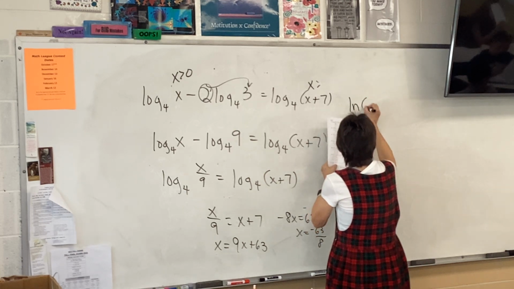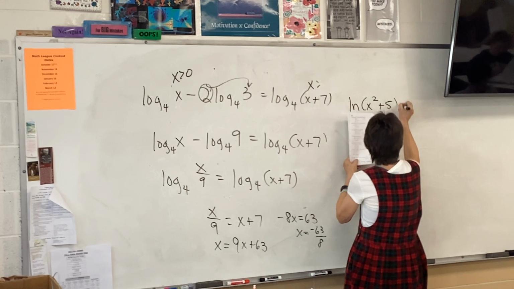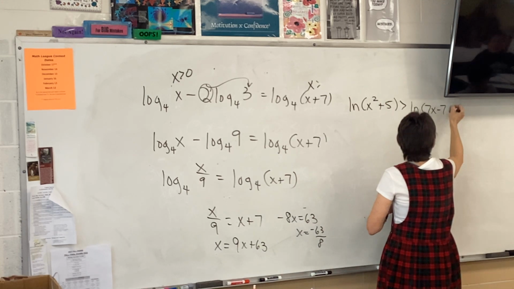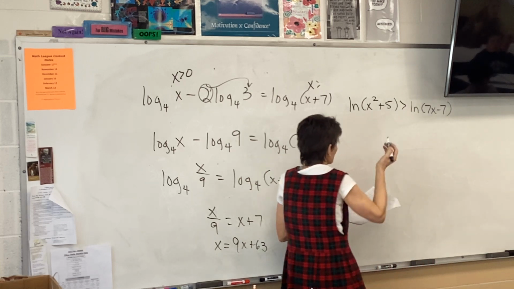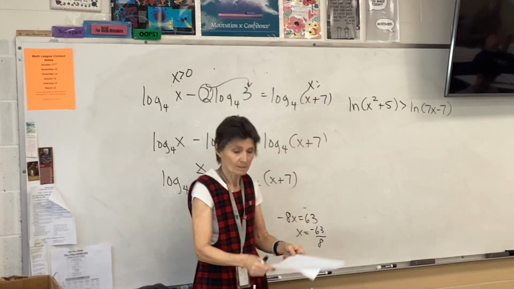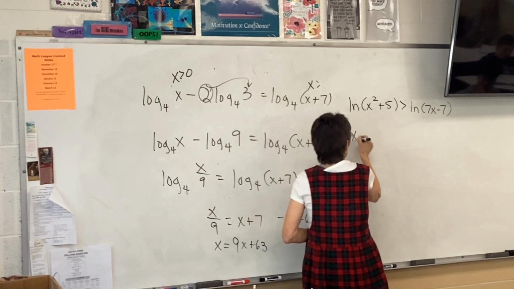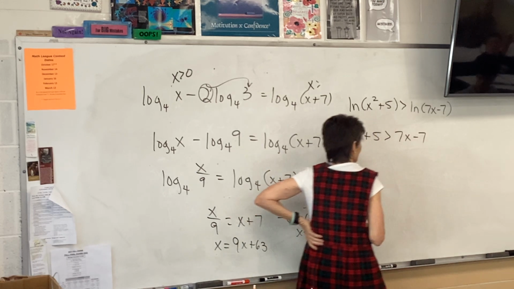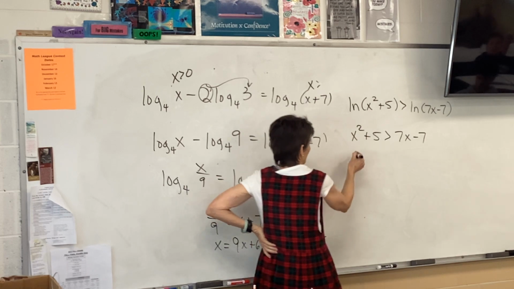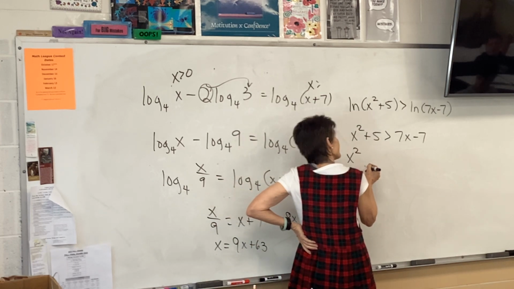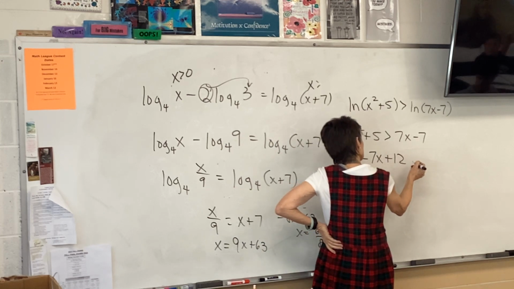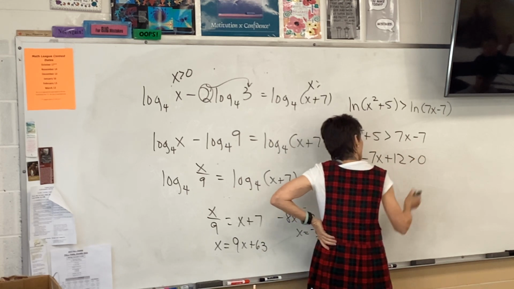All right, so ln of x squared plus 5 has to be greater than ln of 7x minus 7. There's no combining to do here, so I'll just write x squared plus 5 is greater than 7x minus 7. So x squared minus 7x plus 12 greater than 0.